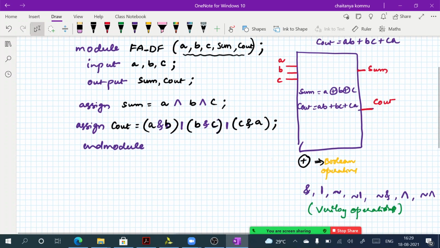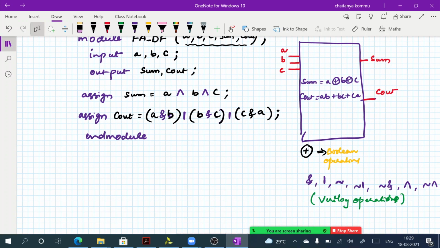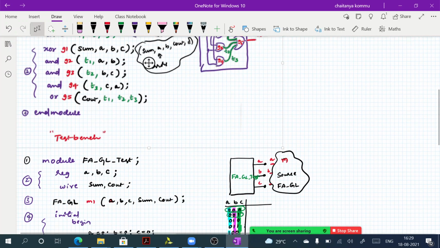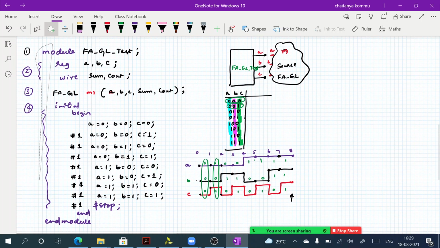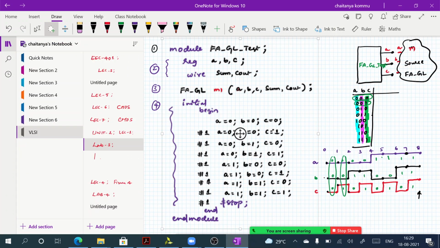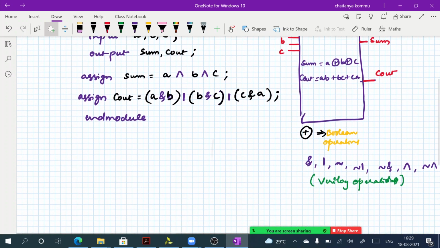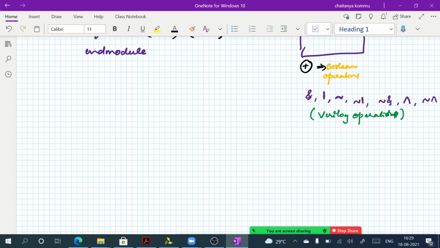Okay, now let us write a test bench for this. Writing a test bench is a very important thing. Let us see some important points related to the test bench, because the test bench will decide whether you are fully verifying the functionality of the circuit or not. If you are not properly giving the input patterns to the circuit, we cannot say that the circuit is fully tested.